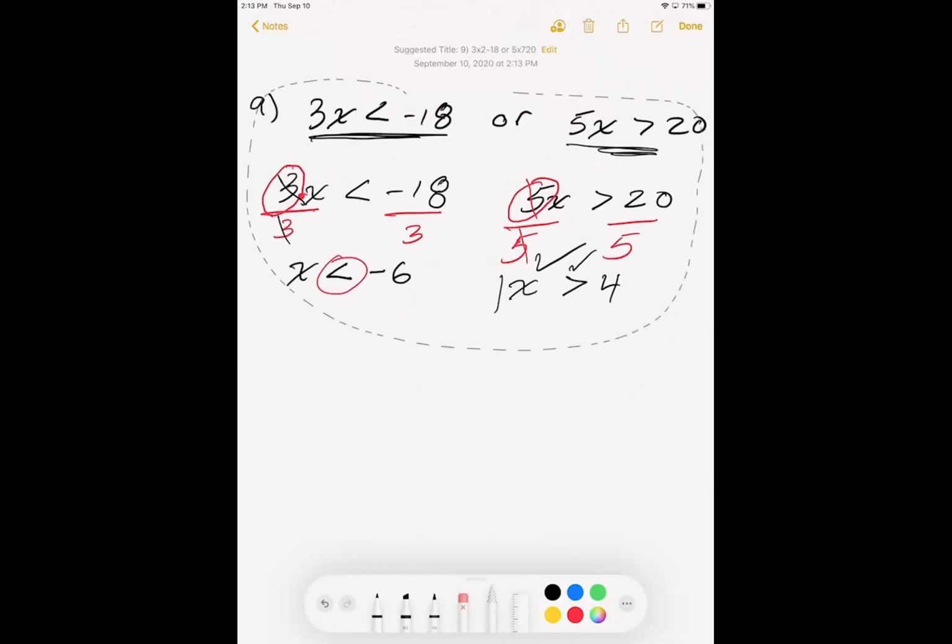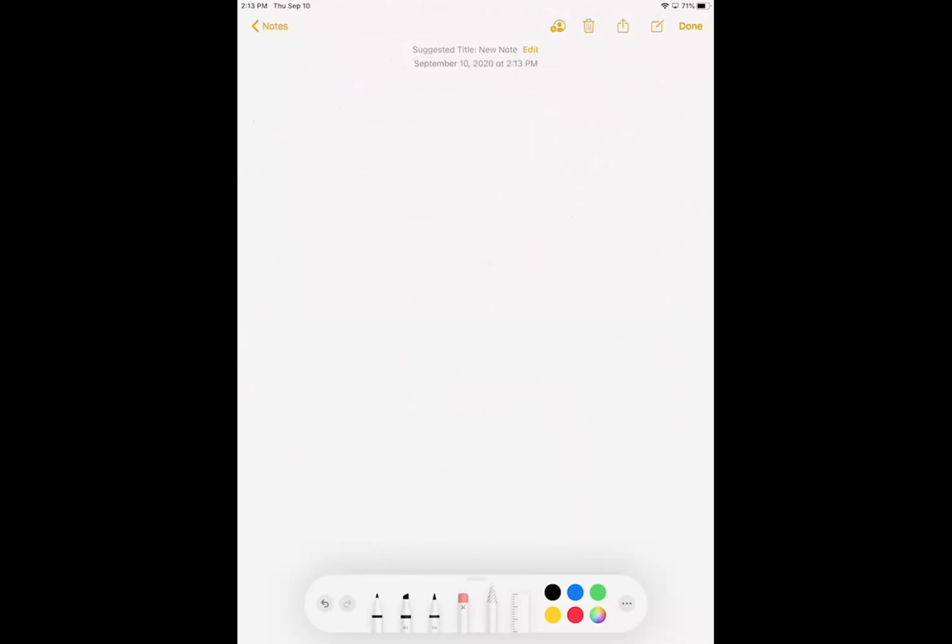Okay, so let's take a look at B, and then I will see if you guys have questions. B, if you were not able to copy it down, is 4x - 1 less than or equal to 11, or -2x + 9 less than or equal to 29. So this is our problem.